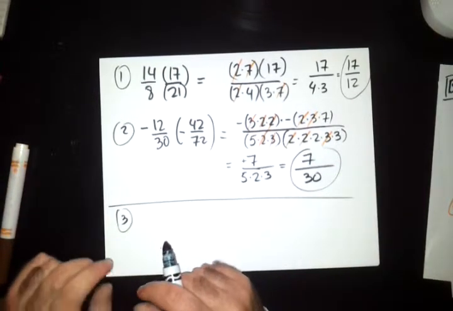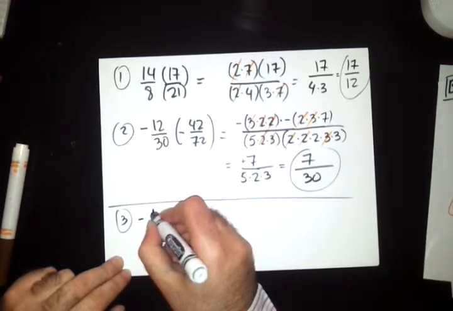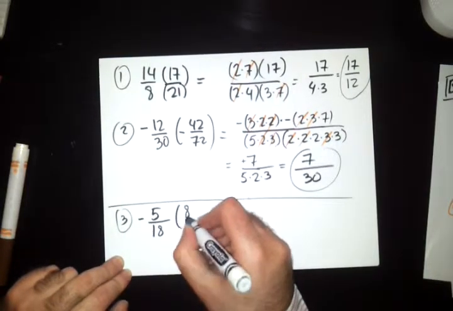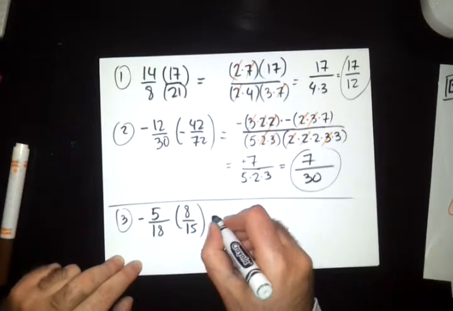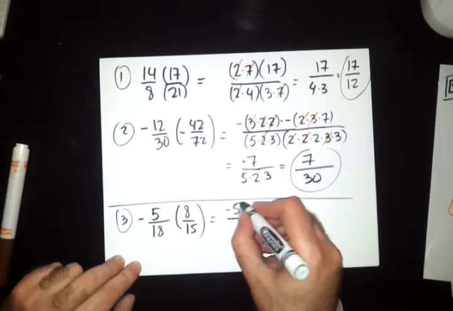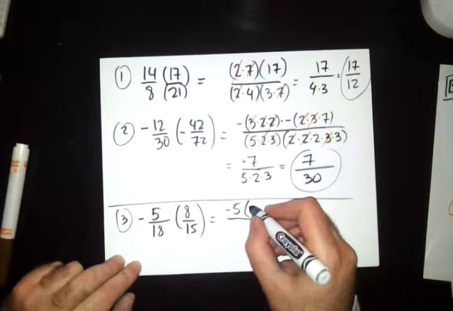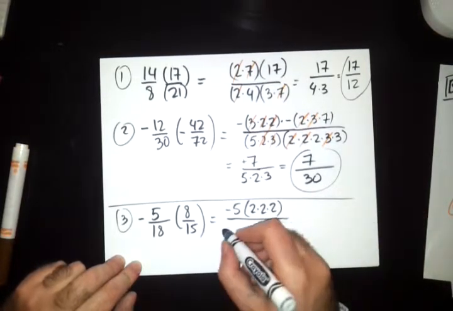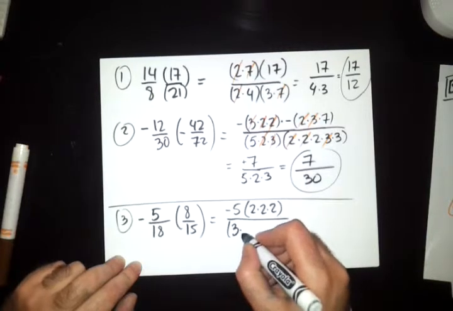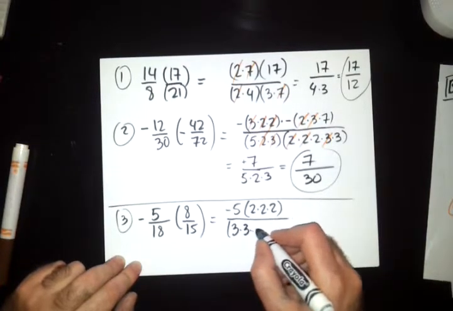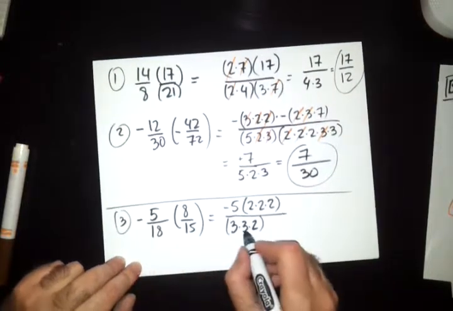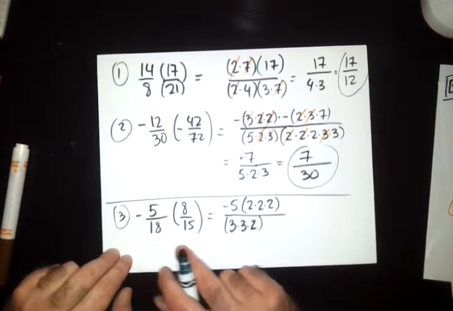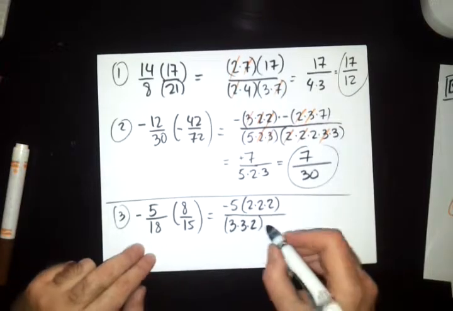Number 3. I have negative 5 over 18 times 8 over 15. I can't break down the 5 into anything. I can break the 8 down into 2 times 2 times 2. 2 times 2 is 4, times 2 is 8. The 18, I can break that down into 3 times 2, sorry, 3 times 3 is 9, 9 times 2 is 18, so whichever way you want to break it down, but that's what the breakdown for 18 is. Either 6 times 3 or 9 times 2.